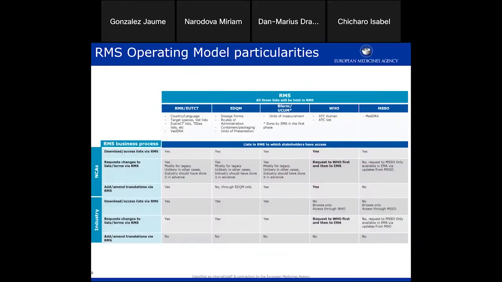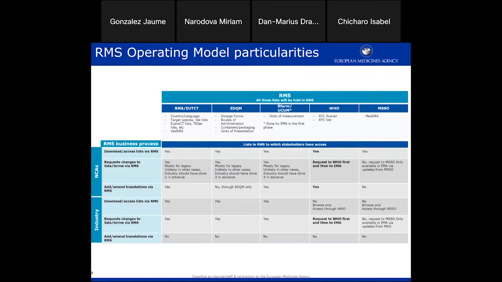This slide is to show you what NCA users and industry users can and cannot do in RMS. In the interest of time, I will not go into detail through all of the scenarios, but perhaps it's worth mentioning the exceptions that we have in RMS in terms of permissions. The first one is that it's not possible to submit change requests for the MedDRA list. In this case, any changes should be requested directly to the source, which is MSSO.